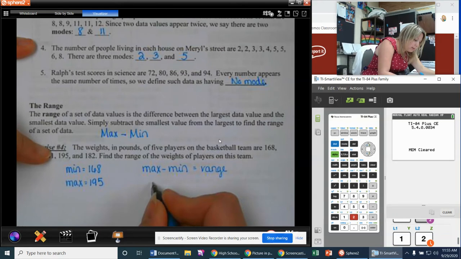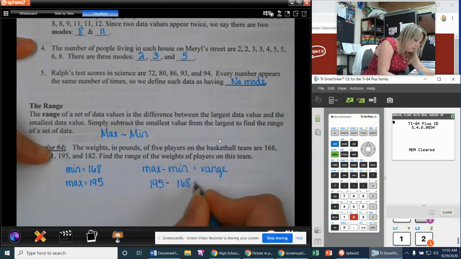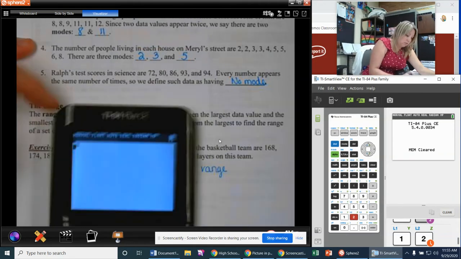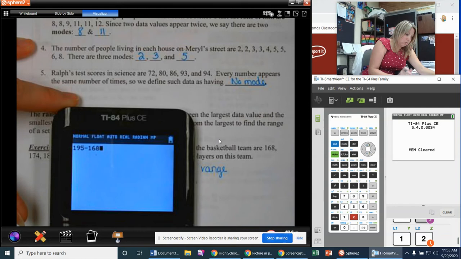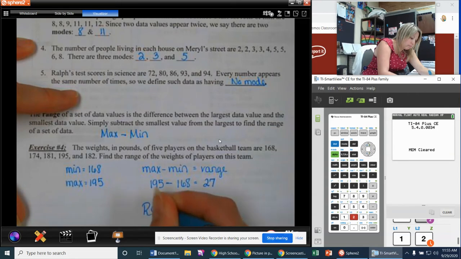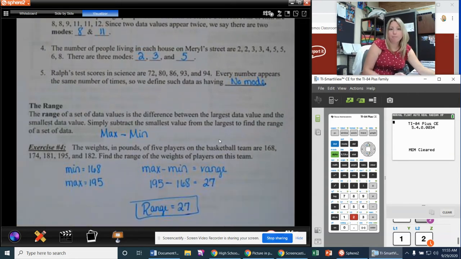So, of course, your max is 195. Your min is 168. And just dive right in. 27 is your range. Okay? That's how we figure that out.